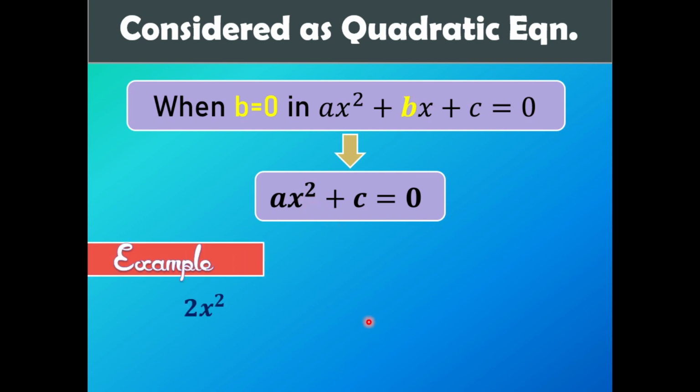Example: 2x squared minus 2 equals 0, x squared plus 11 equals 0, and negative 3x squared minus 6 equals 0. All of these three expressions have a degree of 2, so these examples are called quadratic equations.